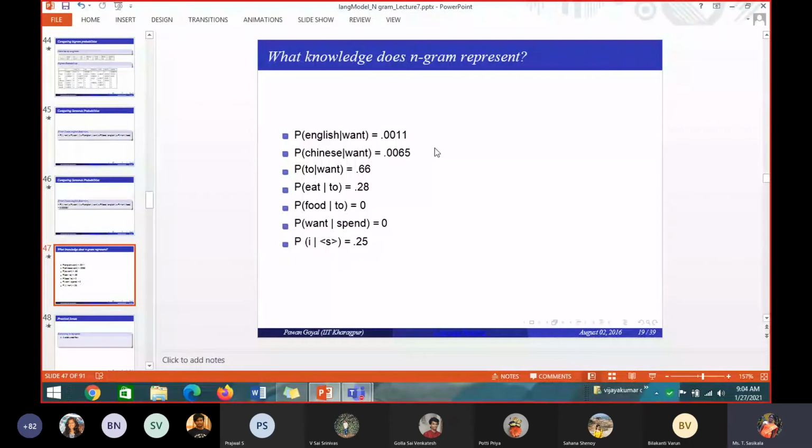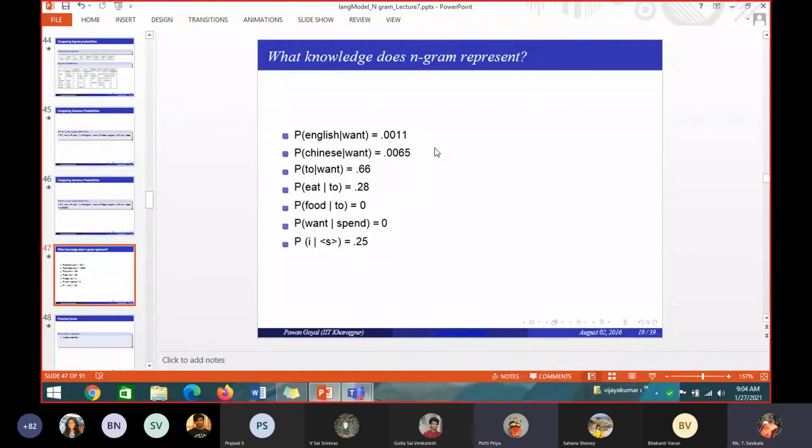I have taken some random bigrams from the restaurant corpus and I have calculated their probability. From these random bigrams, the word want with different words I have taken, and the word to with different words I have taken. So what can I infer out of it? Can you tell me what you can infer from that corpus? Analyze and tell me.